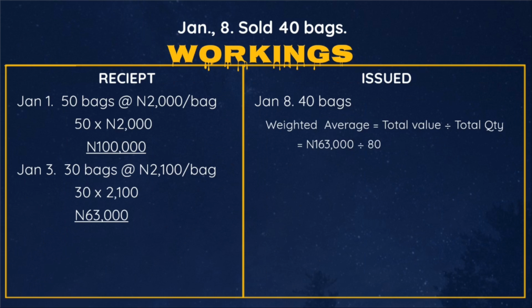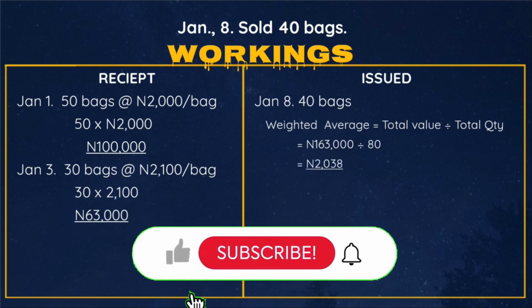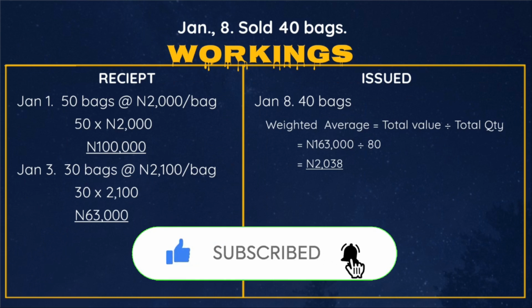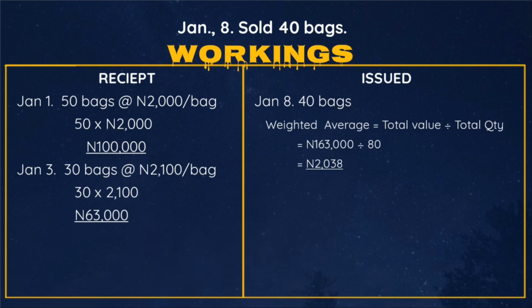So now the weighted average will be 163,000 divided by 80. If we divide 163,000 by 80, that is going to give us 2,038 if we approximate, which is the weighted average per bag of cement. And now they want to supply 40 bags of cement. 40 bags will be 40 times 2,038. If we multiply 40 times 2,038, that will be 81,520. So that will be the amount at which the inventory will be issued.